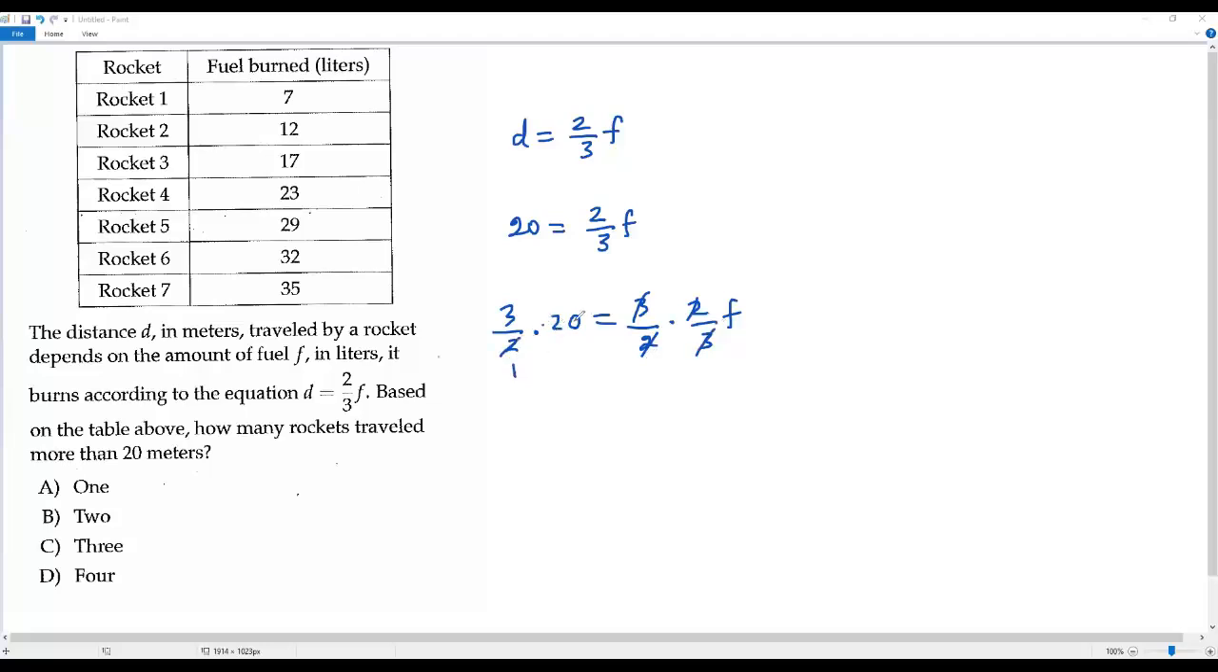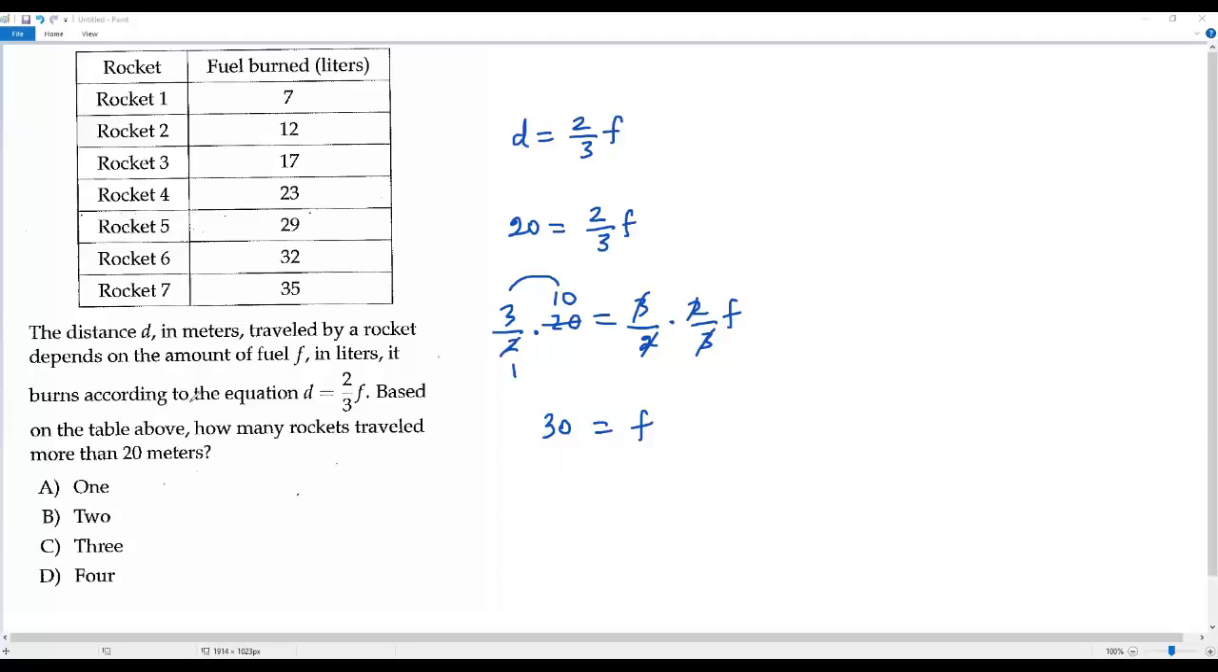2 goes into 2 1 times, 2 goes into 20 10 times. So 3 times 10 is 30 equals F. So I get F equals 30. That is, when the distance is 20 meters, the fuel burned by the rocket is 30 liters.